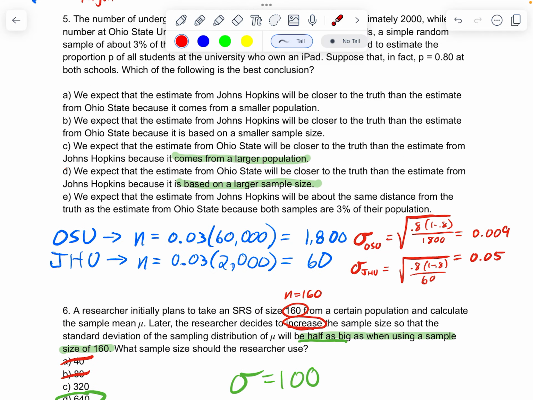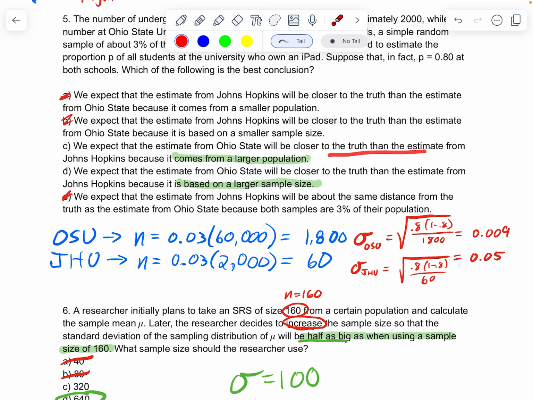All the answers are talking about the estimate being closer to the truth, over and over again. Which school will have estimates closer to the truth? Well, it's the one that has a smaller variability. It's OSU. OSU will be closer to the truth. They won't be about the same distance. We just proved right here they're not the same. So it's not A and B, and it's not E. So it's C or D.